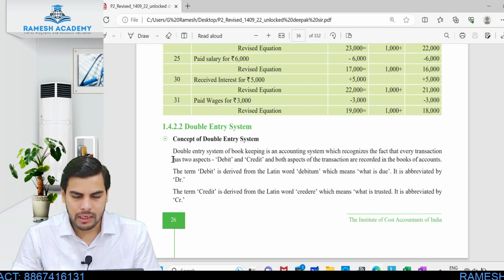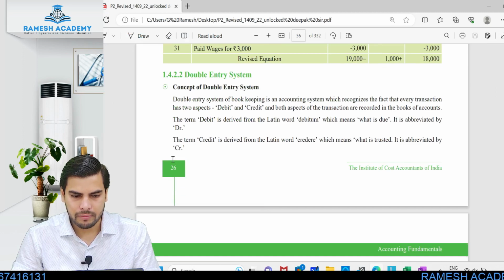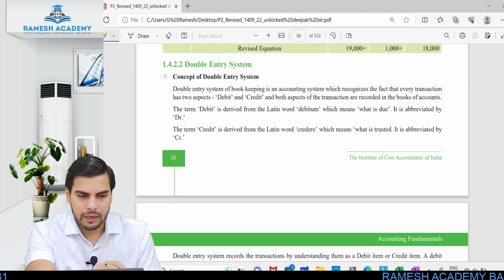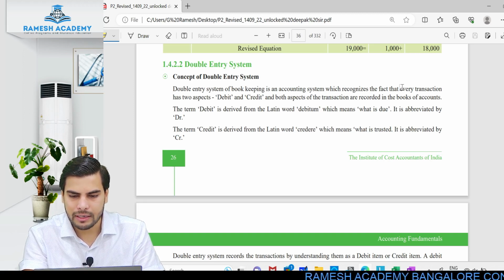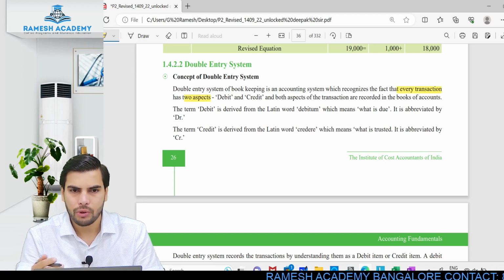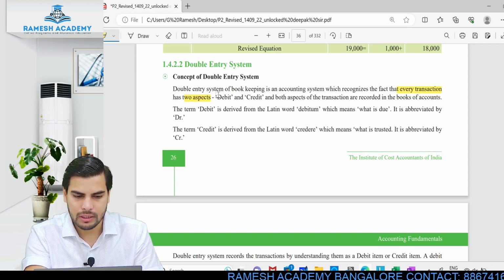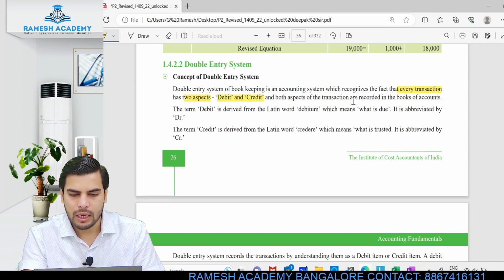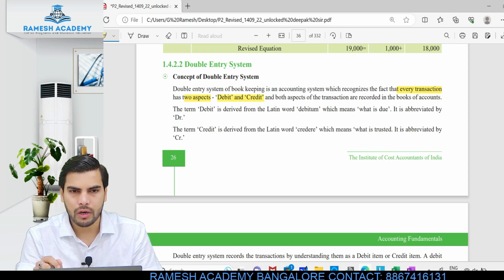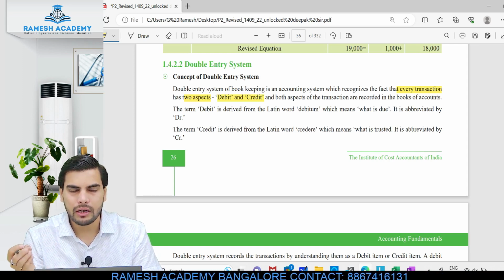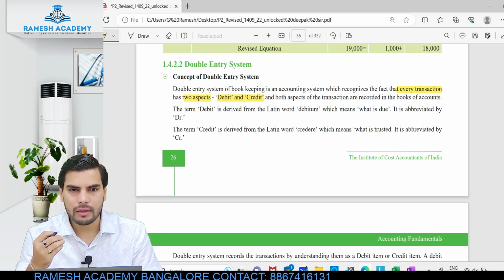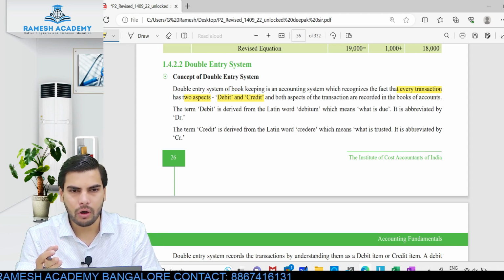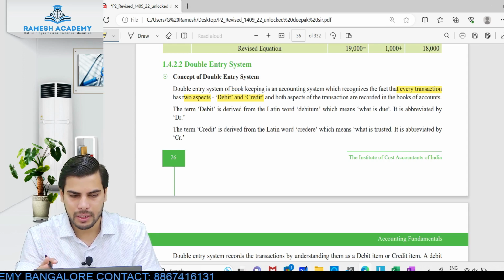So let's look into the theoretical aspect given in your material. Look at this. The double entry system of bookkeeping is an accounting system which recognizes the fact that every transaction has two aspects. You already know what those two aspects are: debit and credit. Both aspects of the transactions are recorded in the books of accounts. So whenever we are recording a transaction, it's not that we record only one aspect and ignore the other. Whenever they say recording, they're talking about the journal entry. You need to give importance to both aspects, debit as well as credit.